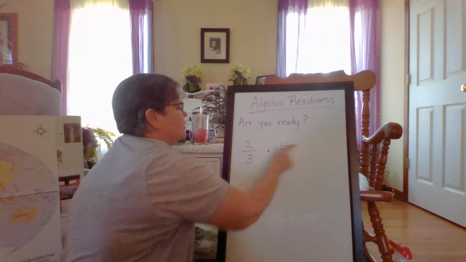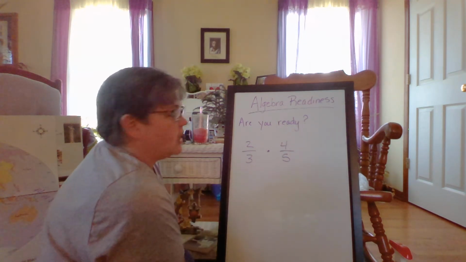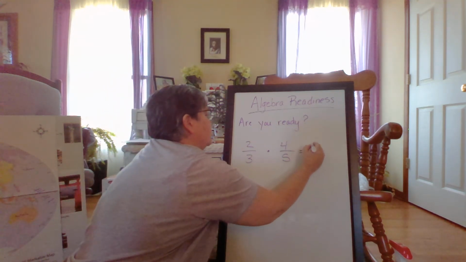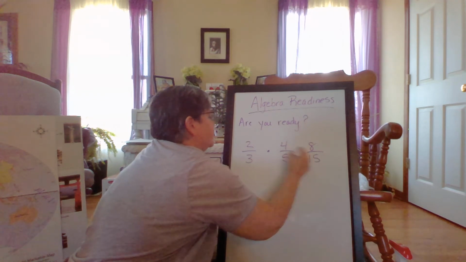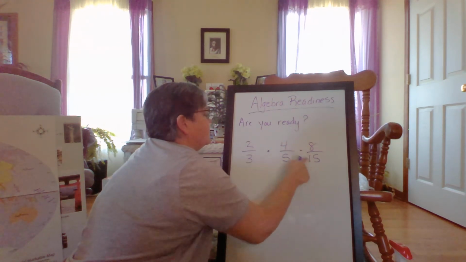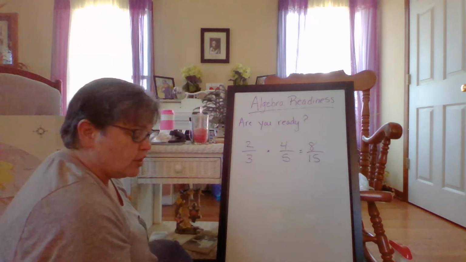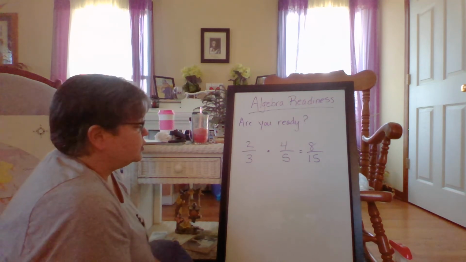You are just going to multiply across. So this is going to be 8 15ths. 2 times 4 is 8. 3 times 5 is 15. If you have bigger numbers, sometimes you can reduce them.